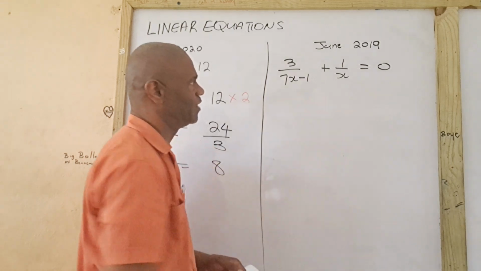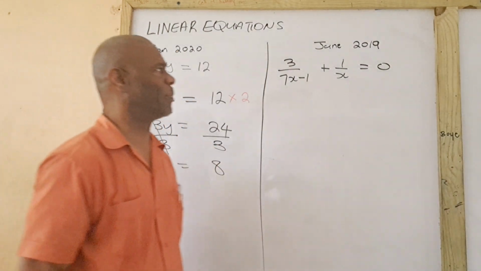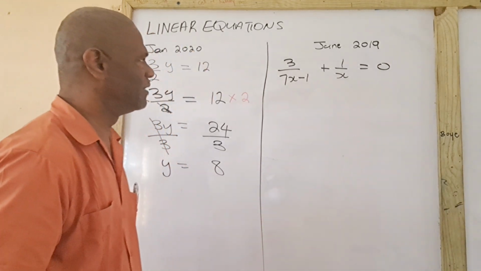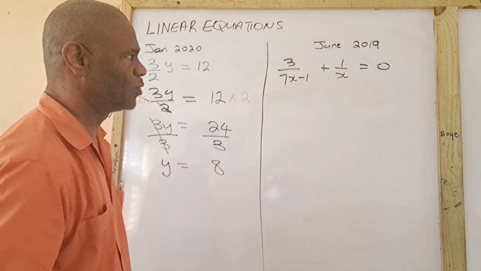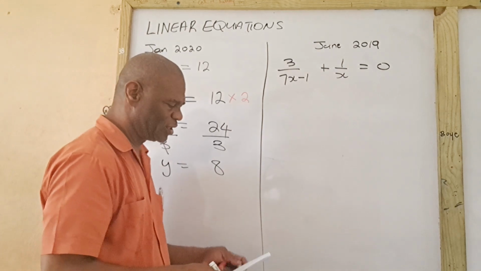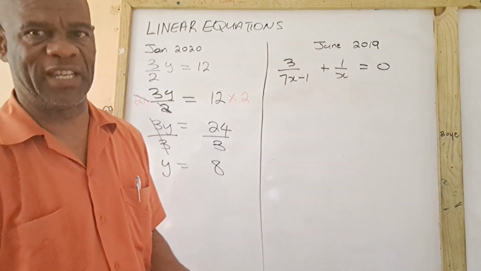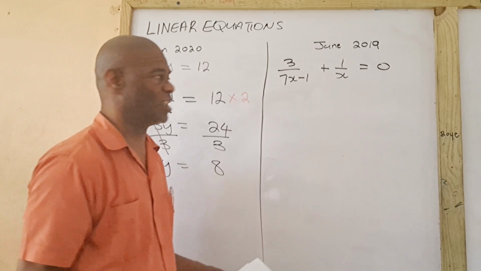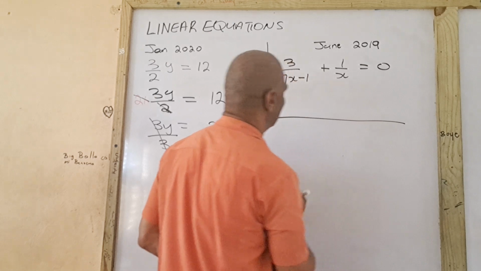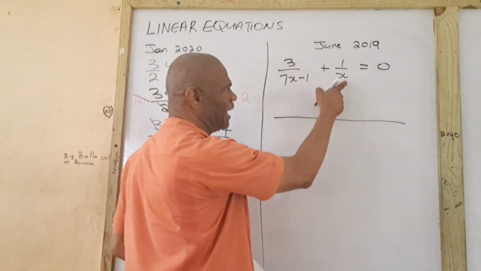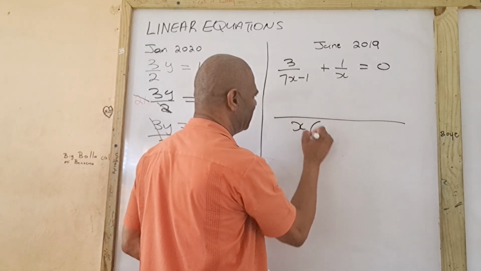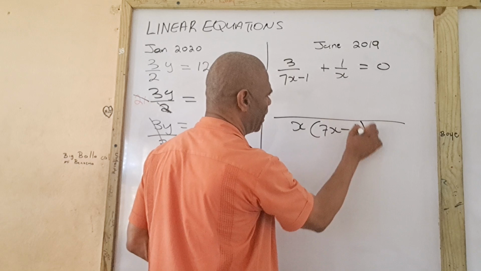Now let's hop across here, and we have a question from the June 2019 paper. And it says 3 divided by 7x minus 1 plus 1 over x equals 0. Now in this case, notice we'll have to find the LCM of the denominators, right? The fractions. And so let's go ahead and find the LCM. Alright, so the LCM of 7x minus 1 and x would be x times 7x minus 1.